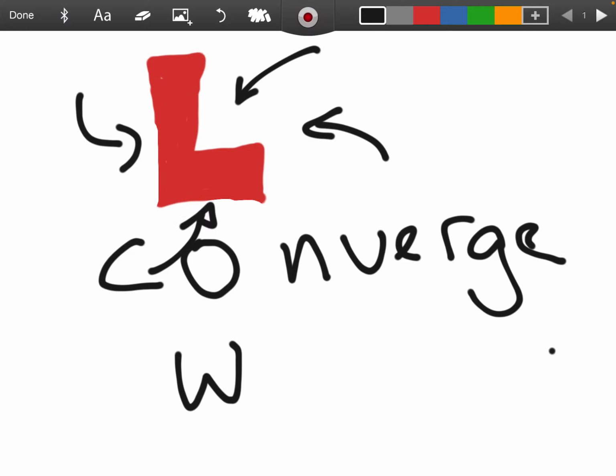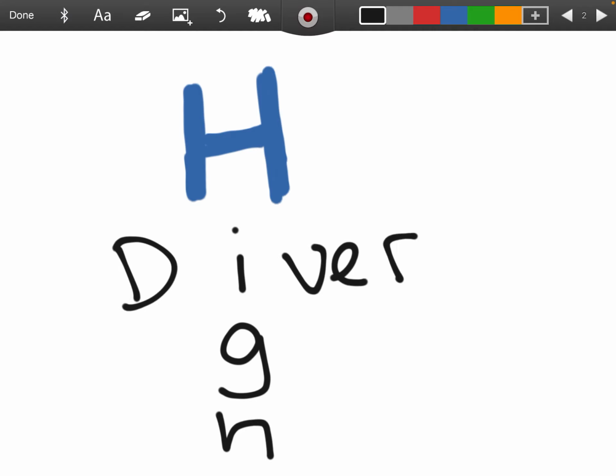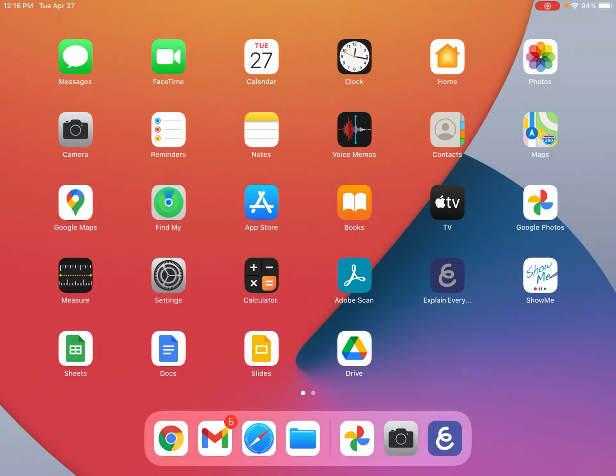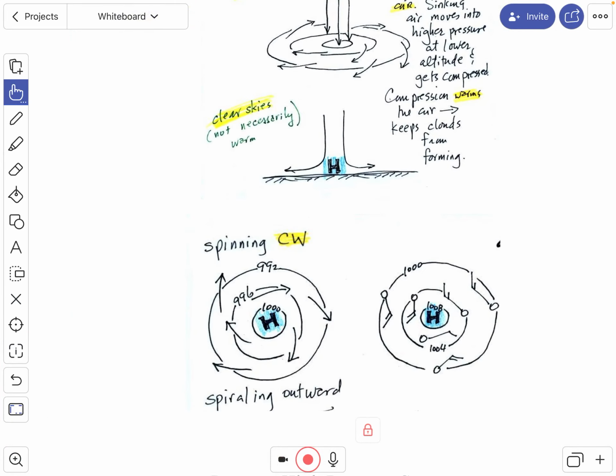The high pressure, same idea, right, high. And remember that the air goes away from the high, or out away from the high, or what we call diverging. So you can do this. It's just a kind of an easy way to remember the difference between a low and a high pressure system. Okay? So those are the two different pressure systems, high pressure and low pressure, and what you get as a result of it.